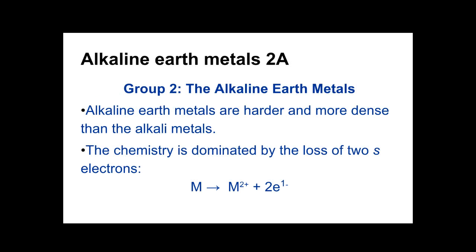Now, getting into the alkaline earth metals group, the group 2A, these guys are a little bit harder, more dense than the alkali metals, and their chemistry is dominated by the loss of 2 electrons, and we know that. We know that when alkaline earth metals form a charge, they form a 2+: beryllium, magnesium, calcium, strontium, barium, and they're going to lose 2 electrons.